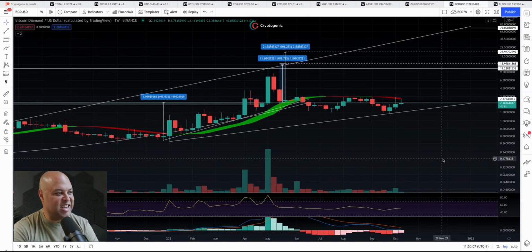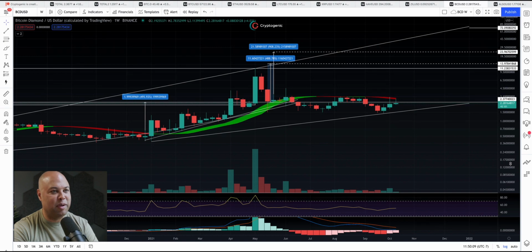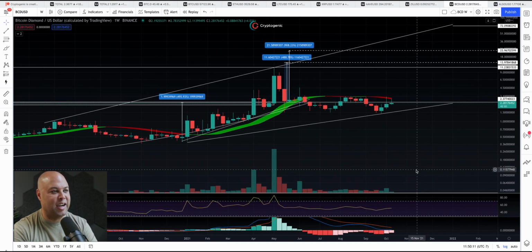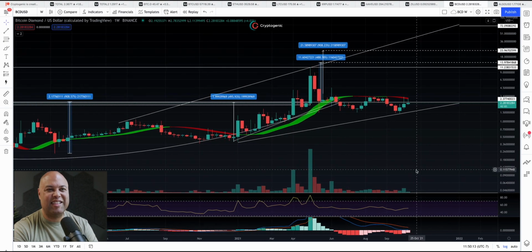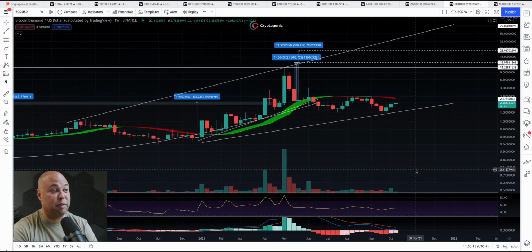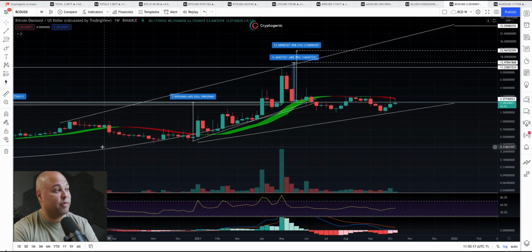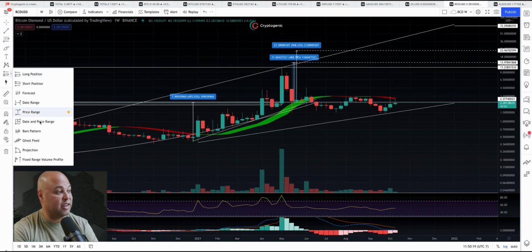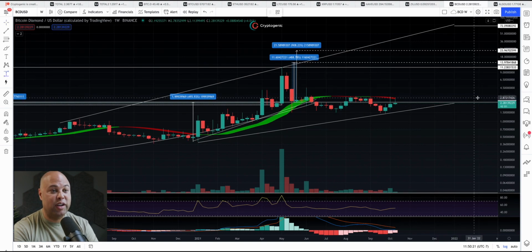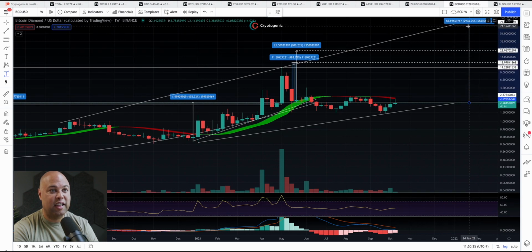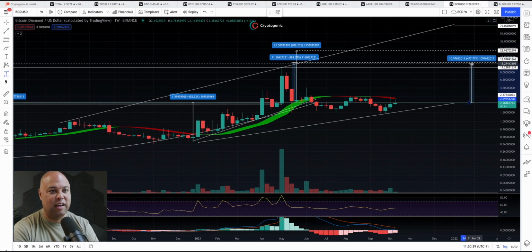The BCD chart, Bitcoin Diamond. I'm holding Bitcoin Diamond. I have high hopes for Bitcoin Diamond. Bitcoin Diamond has a lot of potential just simply from a strictly technical analysis perspective. If Bitcoin Diamond, just from where it is now, hits the top target, that's basically 30x from where it is now. In the long run, I think it could go beyond that.